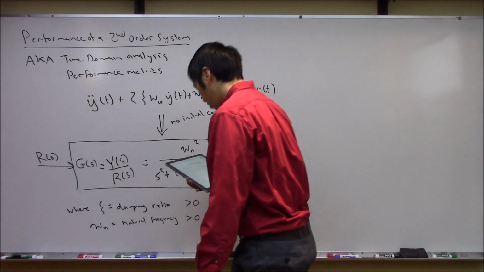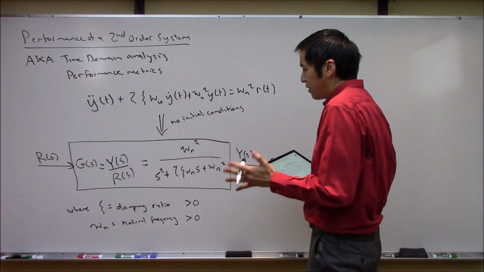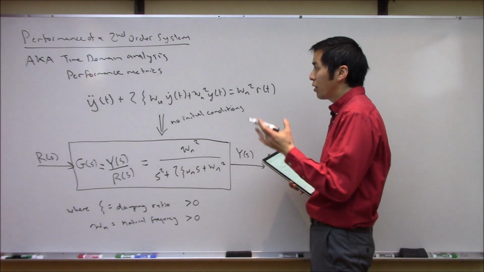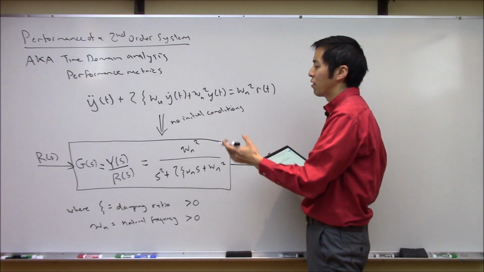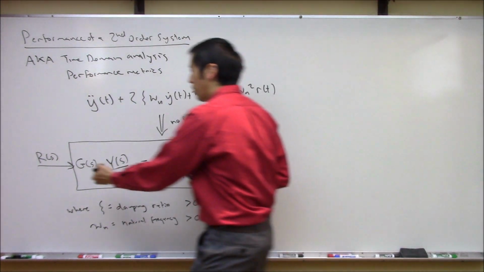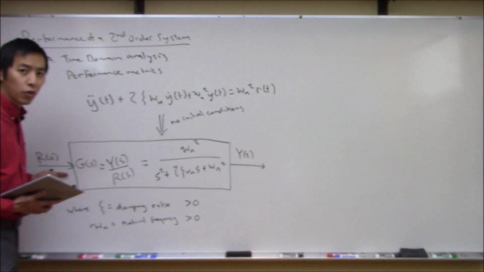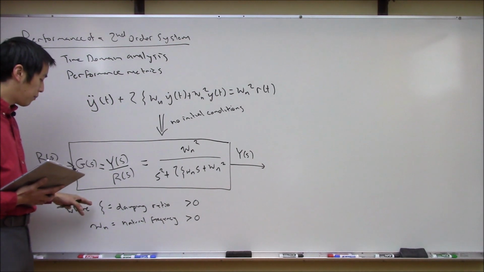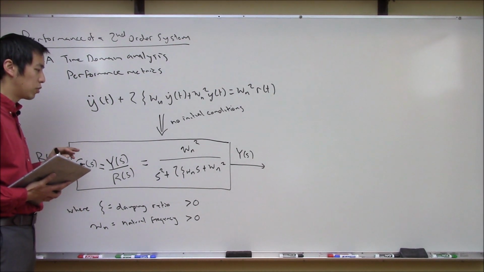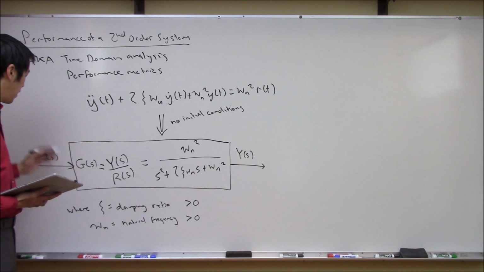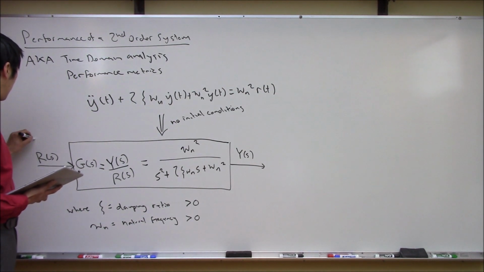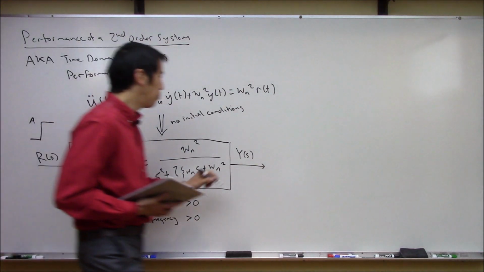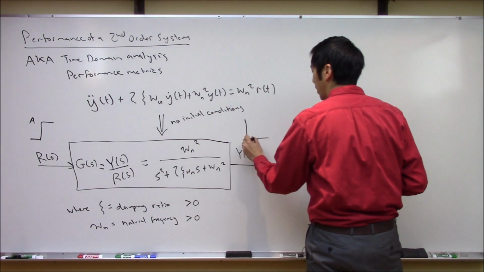So what I'd like to do now is consider, I think you probably have some feel for this, but the idea with performance of this system is really asking: if you give this system some type of input, what type of output might you expect? So if you knew something about the natural frequency and the damping ratio of this system, would you be able to predict, if you gave this thing a step input of magnitude A, what the output might look like, right?